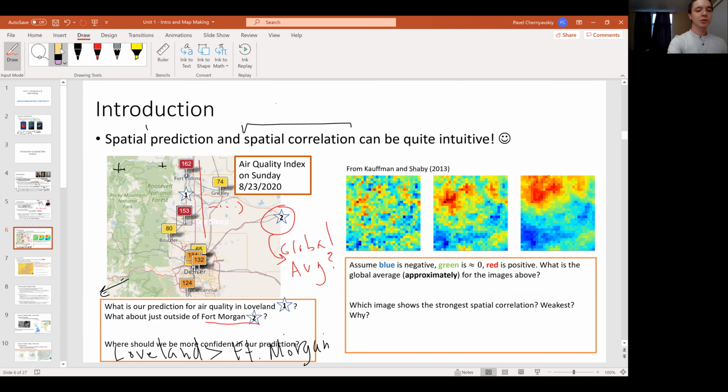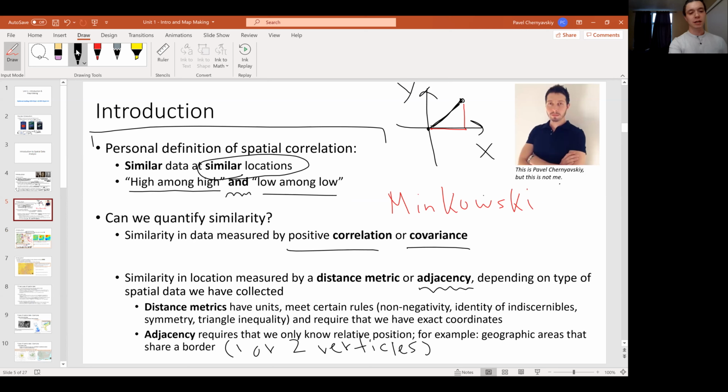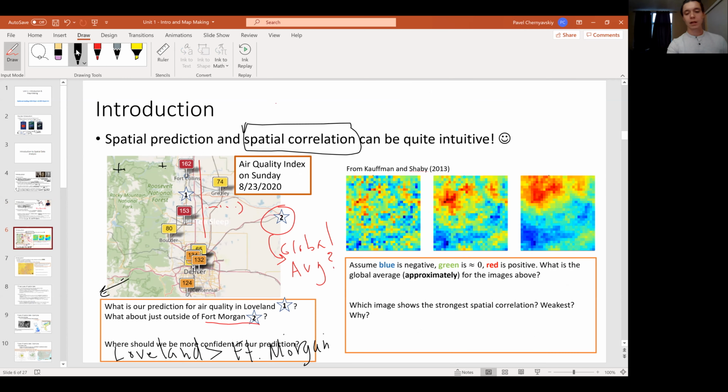Now let's think about spatial correlation. If I go back to my personal definition, we're looking for similar data at similar locations. Okay, we're looking for similar data at similar locations. So here, this is a figure out of a paper, and I don't have the legend up, which is bad form, but it's not necessary right now.